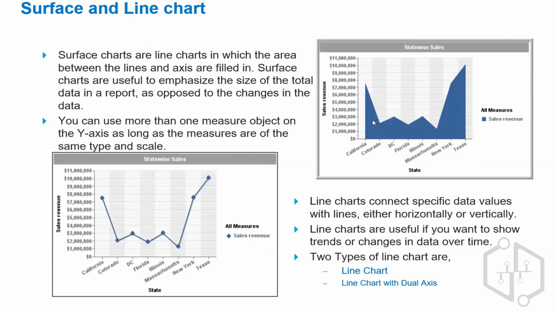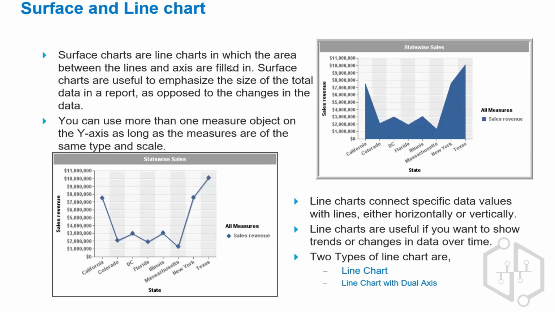This is a surface and line chart. Surface is like it will show the level. It is a filled chart kind of. It is similar to a line chart, but a line chart is just the trend it is going. But a surface chart fills up. It's not just a line. It fills up until where we have the data.